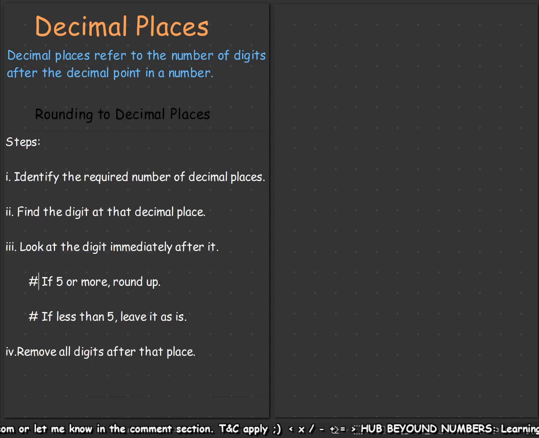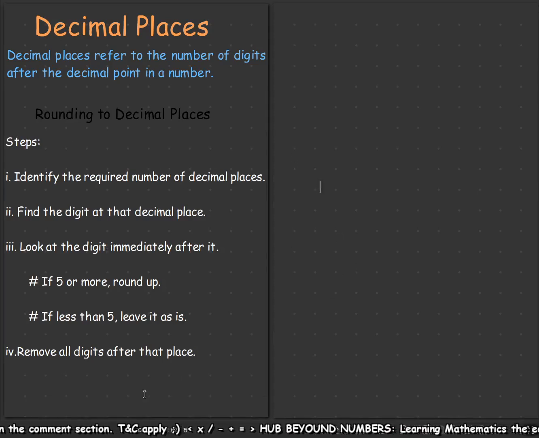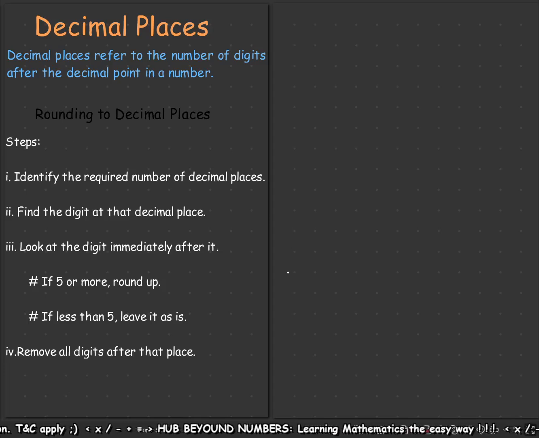Now, before we can solve these questions, we need to look at some of the rules that help us to round decimals to a particular number of places. First of all, if you are given a question and you want to round it to a particular number of places, you have to identify the required number of places you want to round to. Do you want to round to two decimal places? Do you want to round to three decimal places? Whatever the case may be, take note of it.